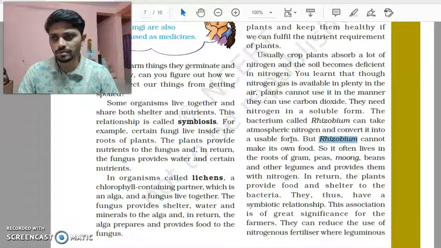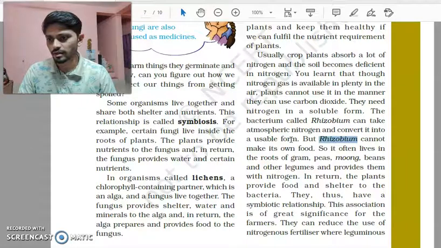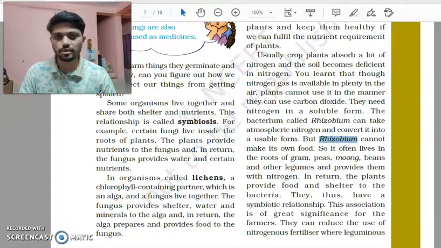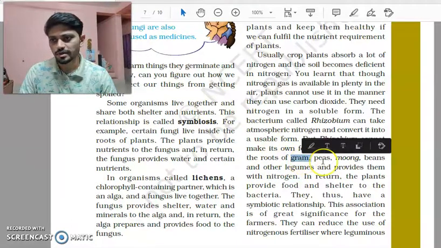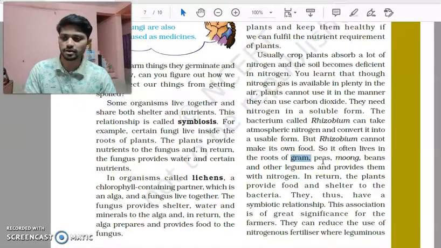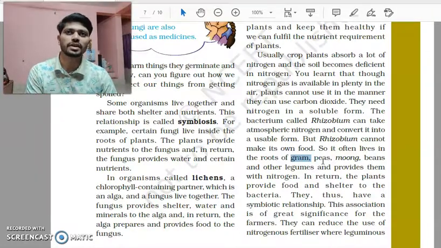This is one such example of plants absorbing nitrogen from the soil. And they usually stay in the plants we call pulses, like grams, peas, mung, beans, and all the other legumes. They usually have this bacteria called rhizobium, which makes these pulses very rich in protein.